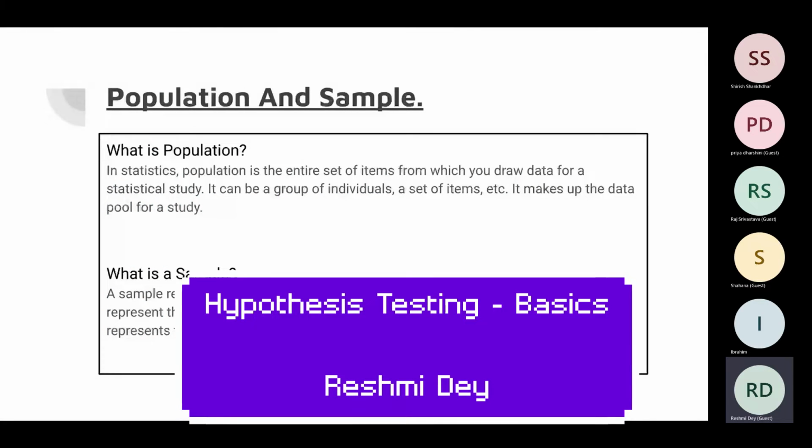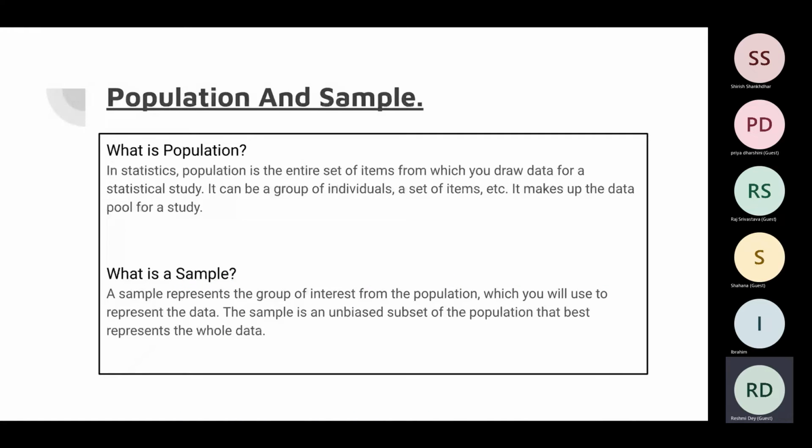Before we go into the actual hypothesis testing, first we'll get familiar with a few terms which we use in the hypothesis test. First, very important terms are population and sample. So, what is a population? In statistics, population is the entire set of items from which you draw data for statistical study. It can be a group of individuals, a set of items, anything. It makes up the data pool for a study.